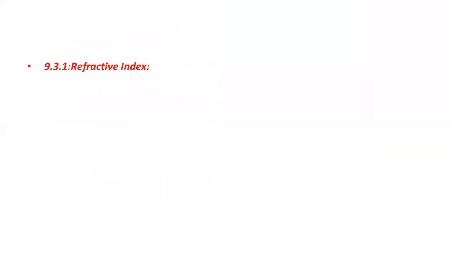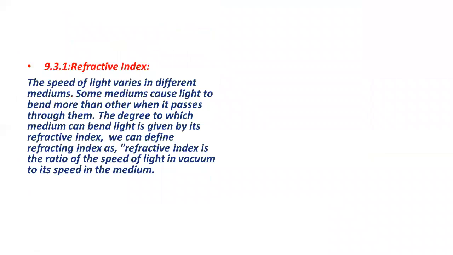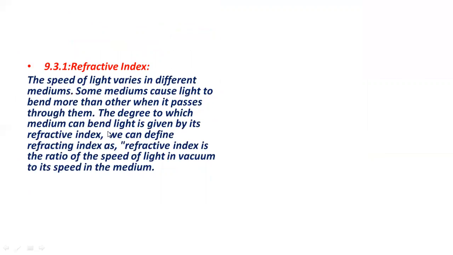Then another topic is refractive index. I told you that the speed of light varies in different media. Some media cause light to bend more than others when it passes through them. So the degree to which a medium can bend light is given by its refractive index. The speed of light, the velocity of light, depends upon the refractive index of the medium.